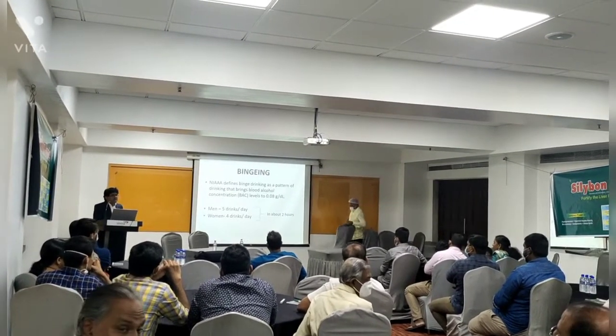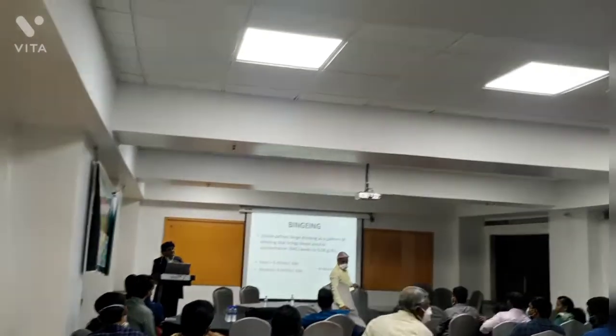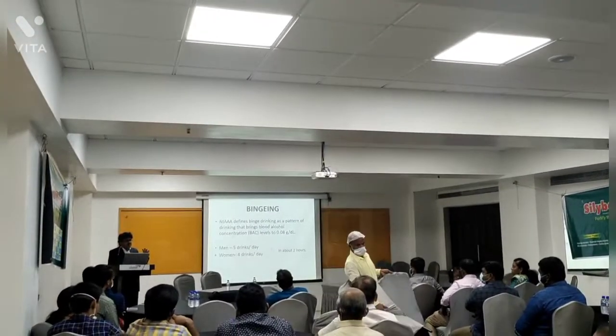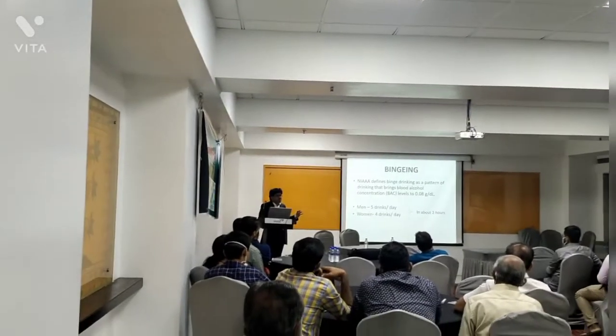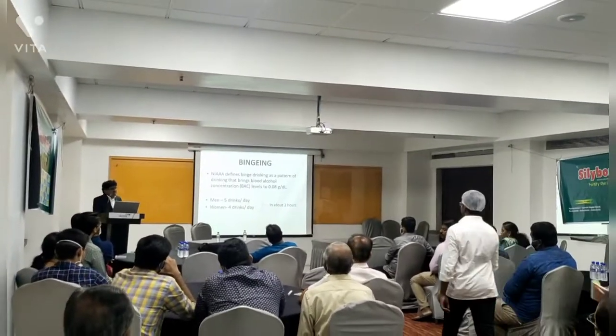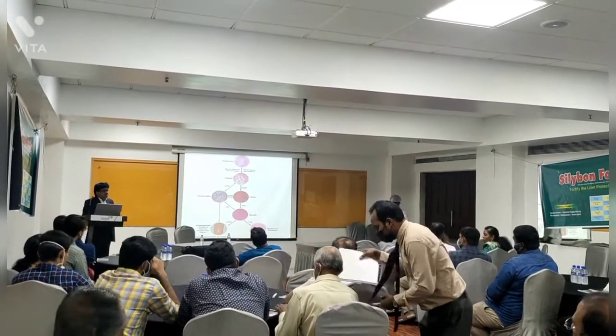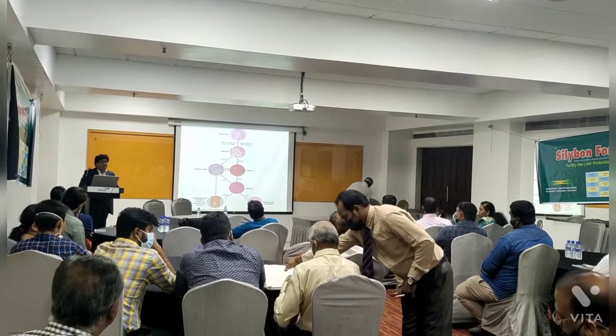4 or more drinks in a row, as per the National Institute on Alcohol Abuse and Alcoholism guidance, as I mention. If they consume for a longer duration, and your blood alcohol concentration is more than 0.08 grams per deciliter over a span of time, that shows the patient has been binge drinking. So once the patient has binge drinking, the pathophysiological approach.